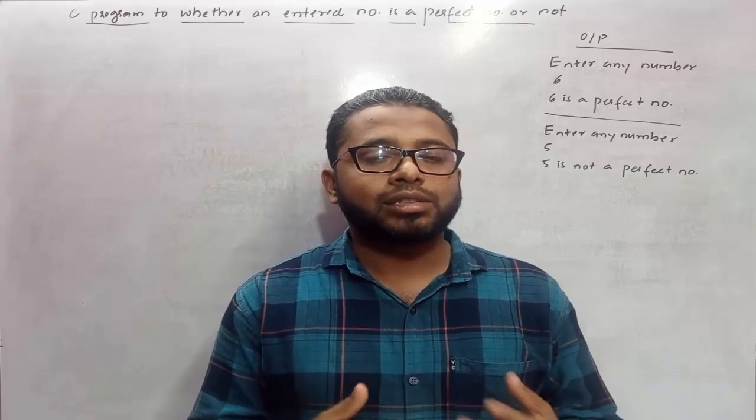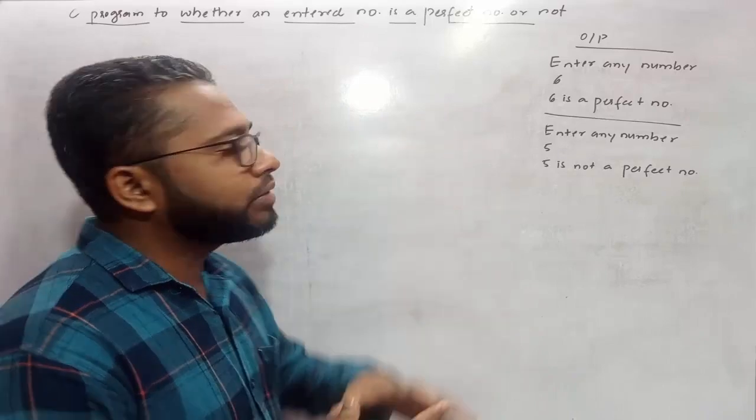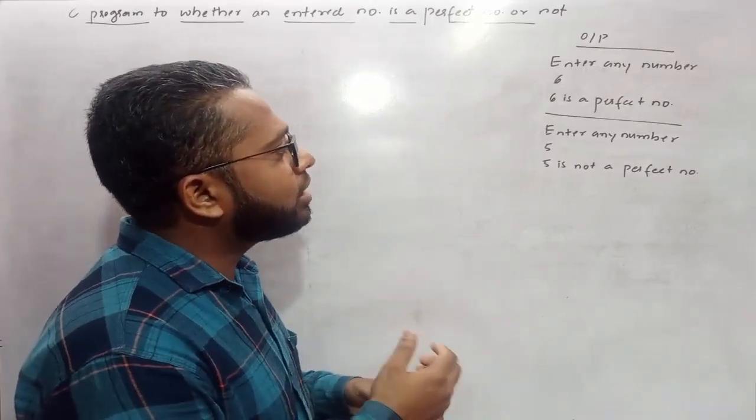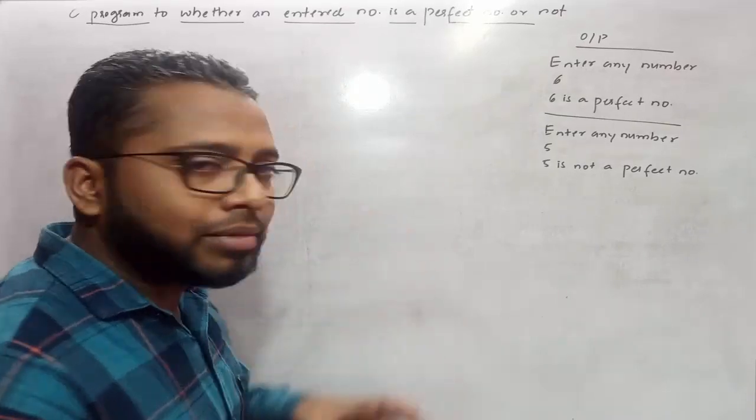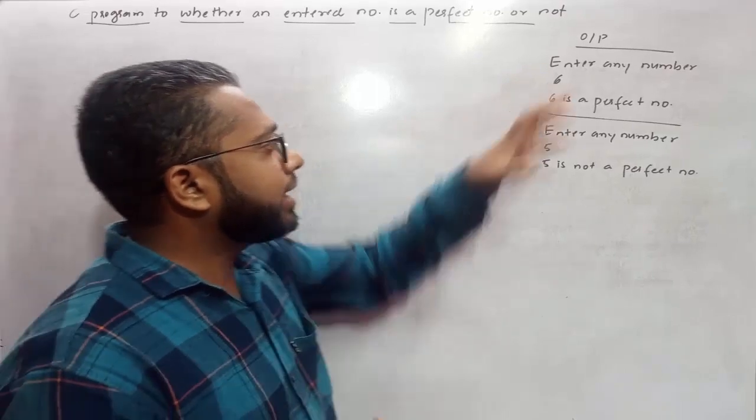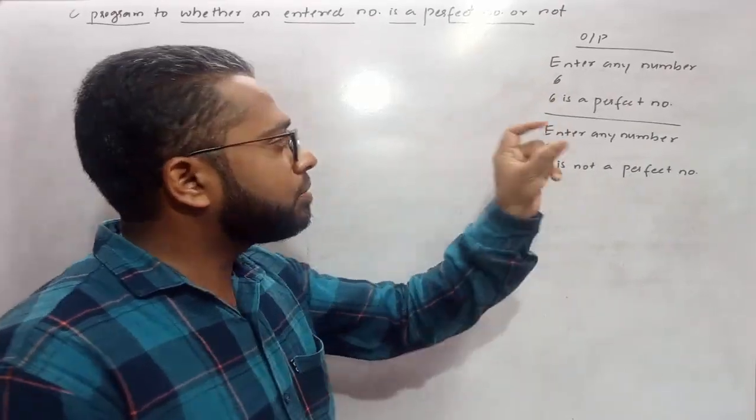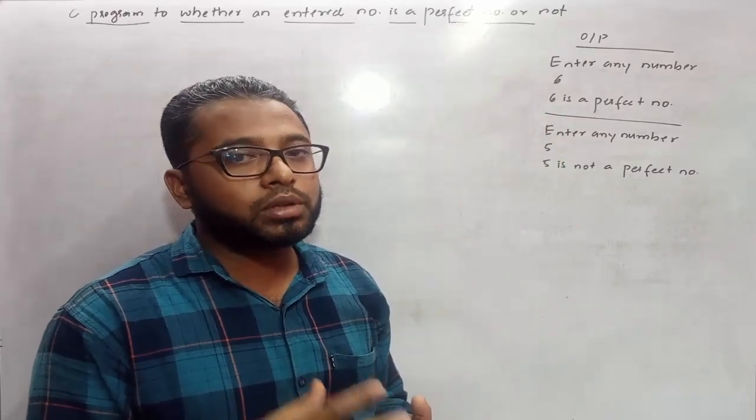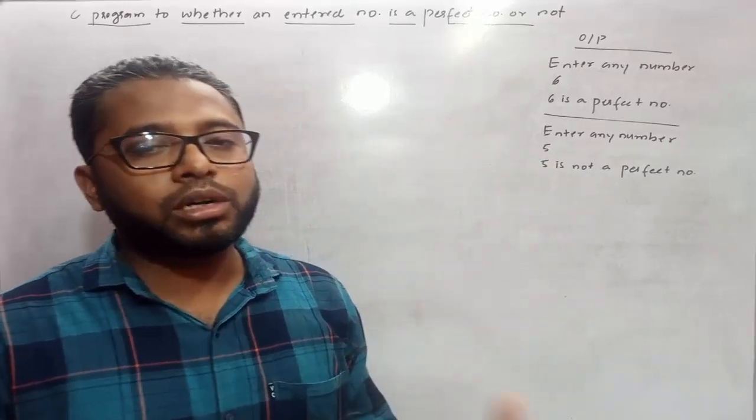So let us try to discuss this program. Here I have already written down the output of this program, and with the help of this output we'll see how we can check whether an entered number is a perfect number or not. When this program gets executed, it asks the user to enter any number. Let us suppose I have entered 6. Then it will show you 6 is a perfect number. There is another number also, like 28. 28 is also a perfect number. If the user enters 5, then it will show you 5 is not a perfect number.